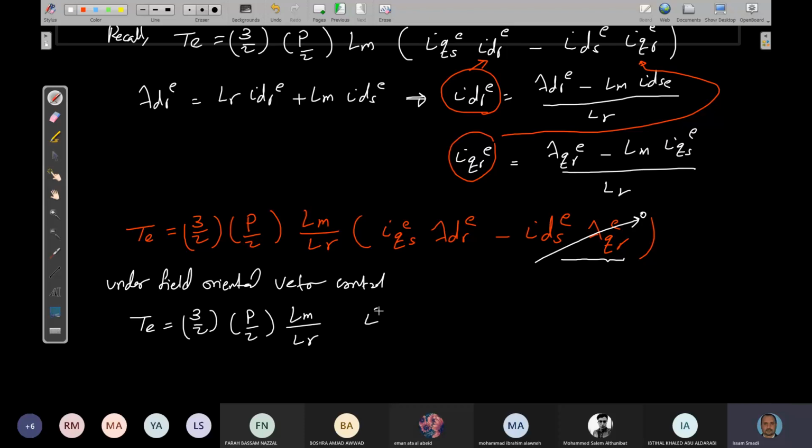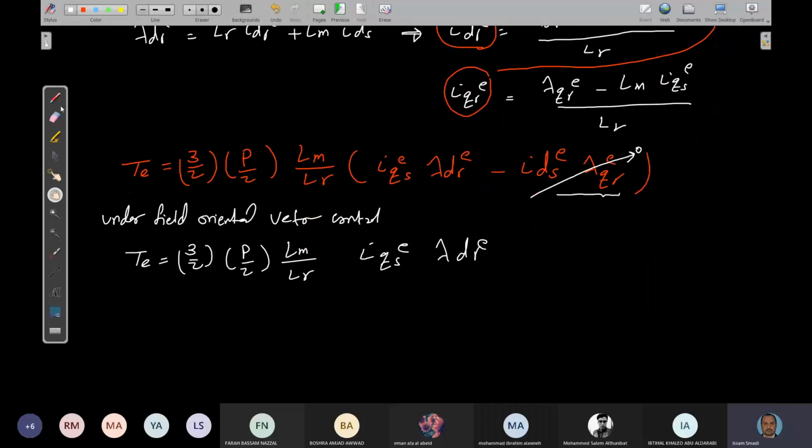and I will end up with IQSE lambda DRE. Now, do you remember lambda DRE under the vector control equal to what? Lambda DRE under the vector control equal to what? LM IDSE. Yes, thank you. LM IDSE. So let's substitute this one here.